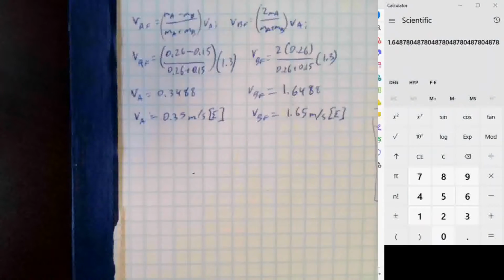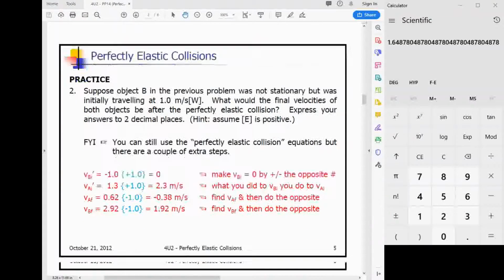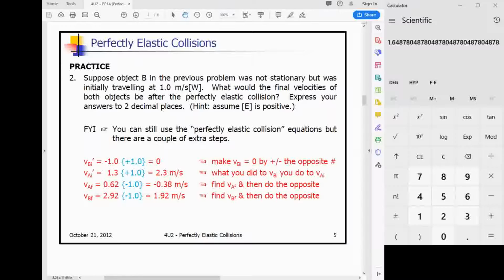Okay, let's look at our next problem. This is a more complicated problem. It says, suppose object B in the previous problem was not stationary, but was initially traveling at 1.0 meters per second west. So what would be the final velocities of both objects?